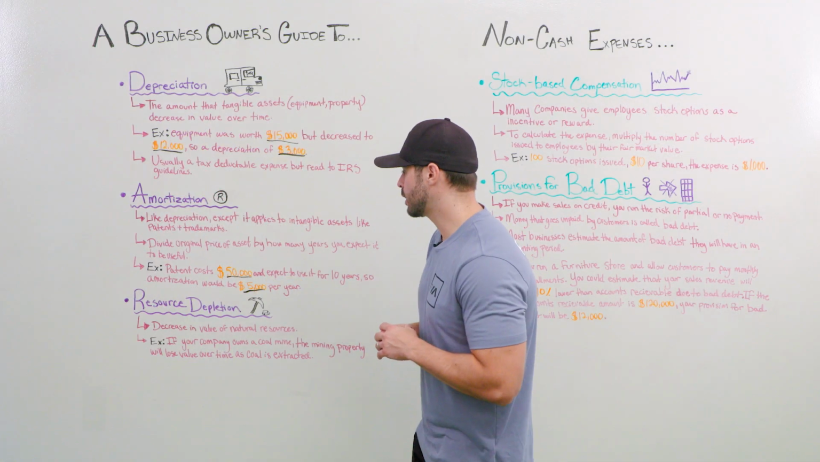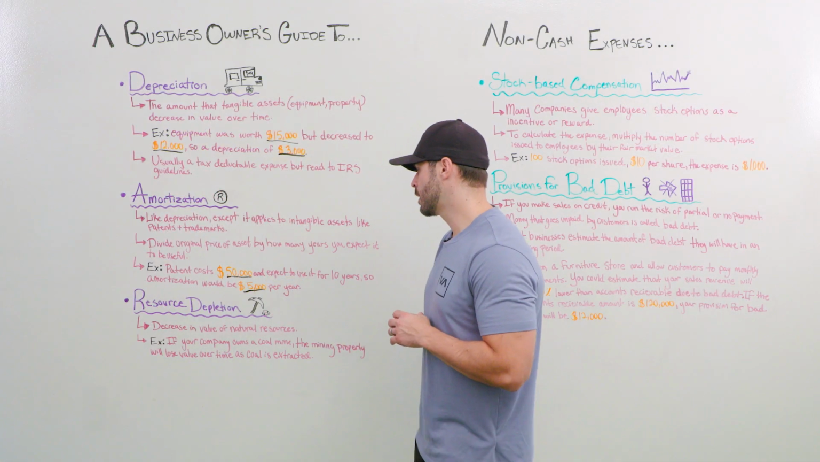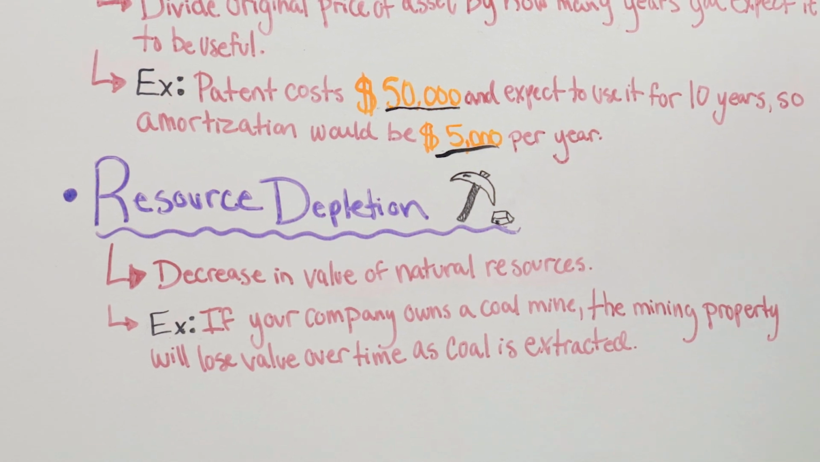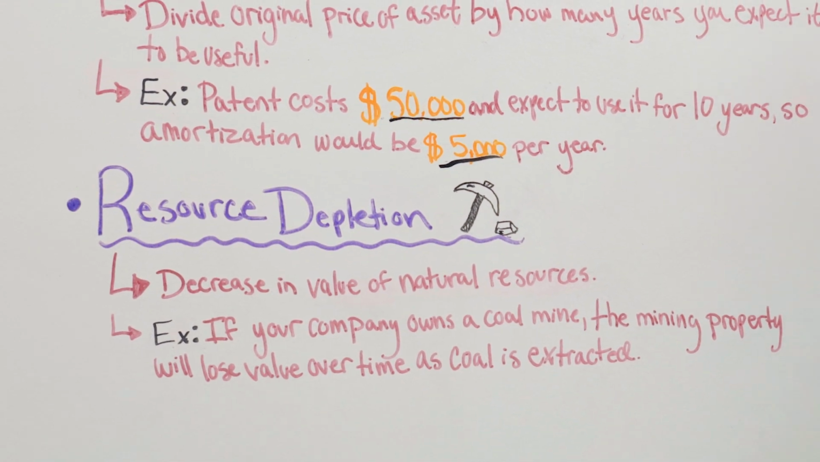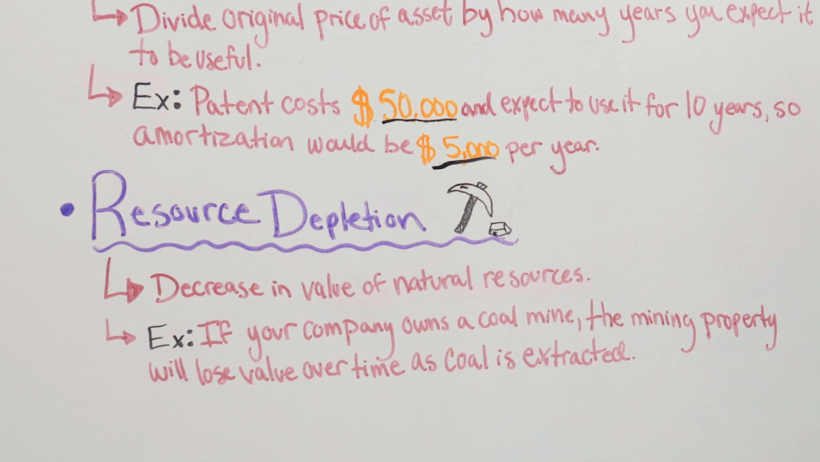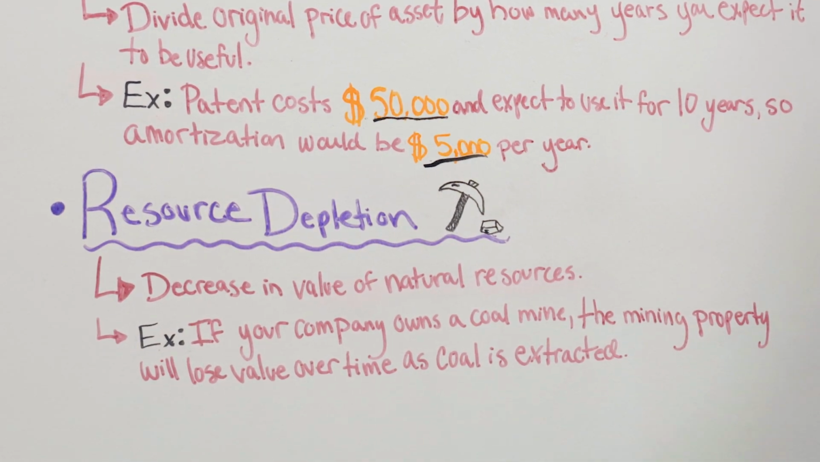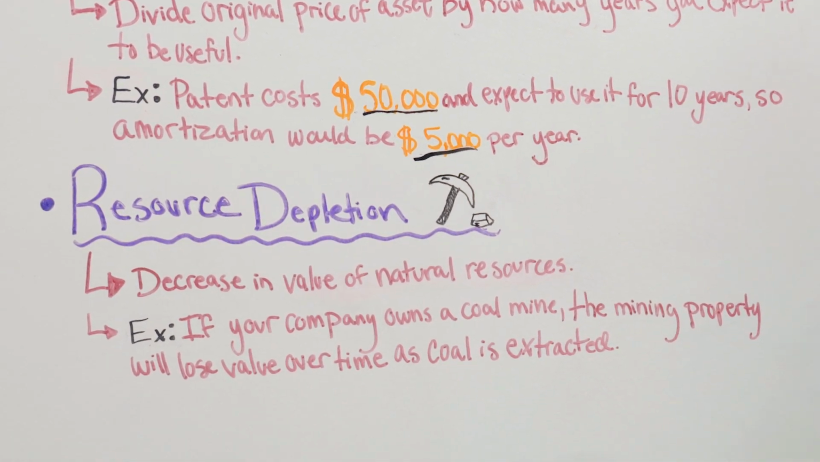The next example we're going to take a look at is resource depletion. Resource depletion is the decrease in value of any natural resource. So for example, if your company owns a coal mine, the mining property will lose value over time as coal is extracted from that property.